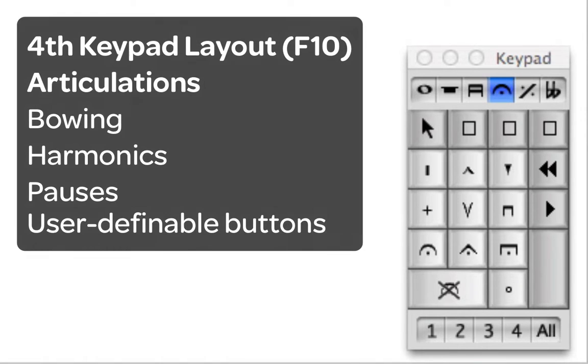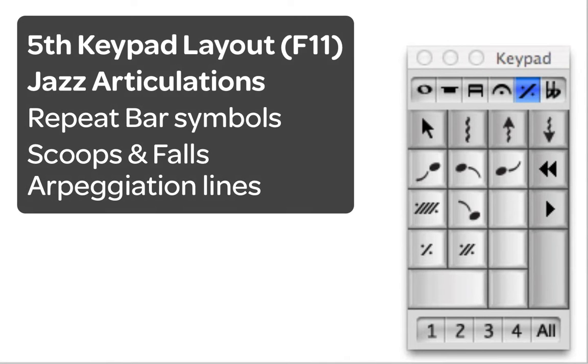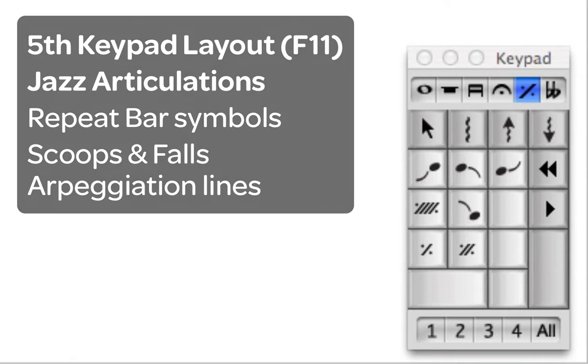The fourth keypad layout contains articulation marks. These include marks for bowing and harmonics. This layout also contains pauses and 3 buttons with squares on them, which can be user-defined if you so wish. The fifth keypad layout is called Jazz Articulations and contains the repeat bar symbols that you need right now, plus scoops and falls found in jazz music and arpeggiation lines.